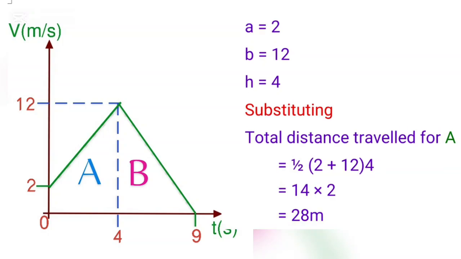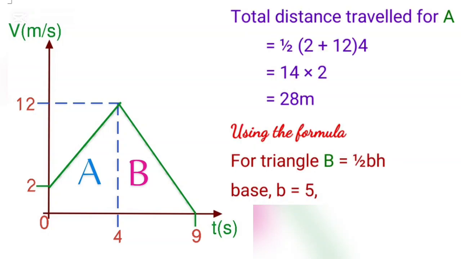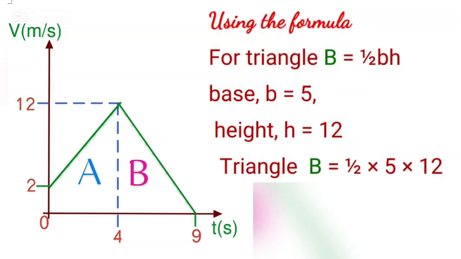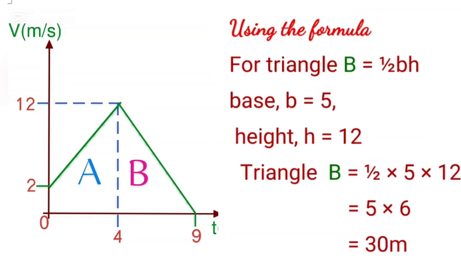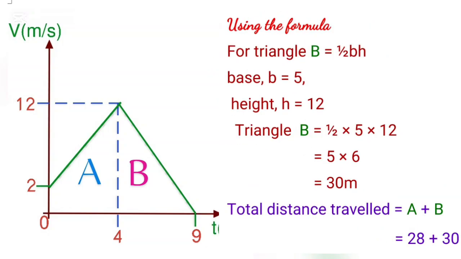B is a triangle. The formula for a triangle is half base times height. Shape B has base 5 and height h is equal to 12. Substituting, total distance for B is equal to half times 5 times 12, equal to 5 times 6, equal to 30 meters. Total distance traveled will now be equal to A plus B, which is equal to 28 plus 30 equal to 58 meters.